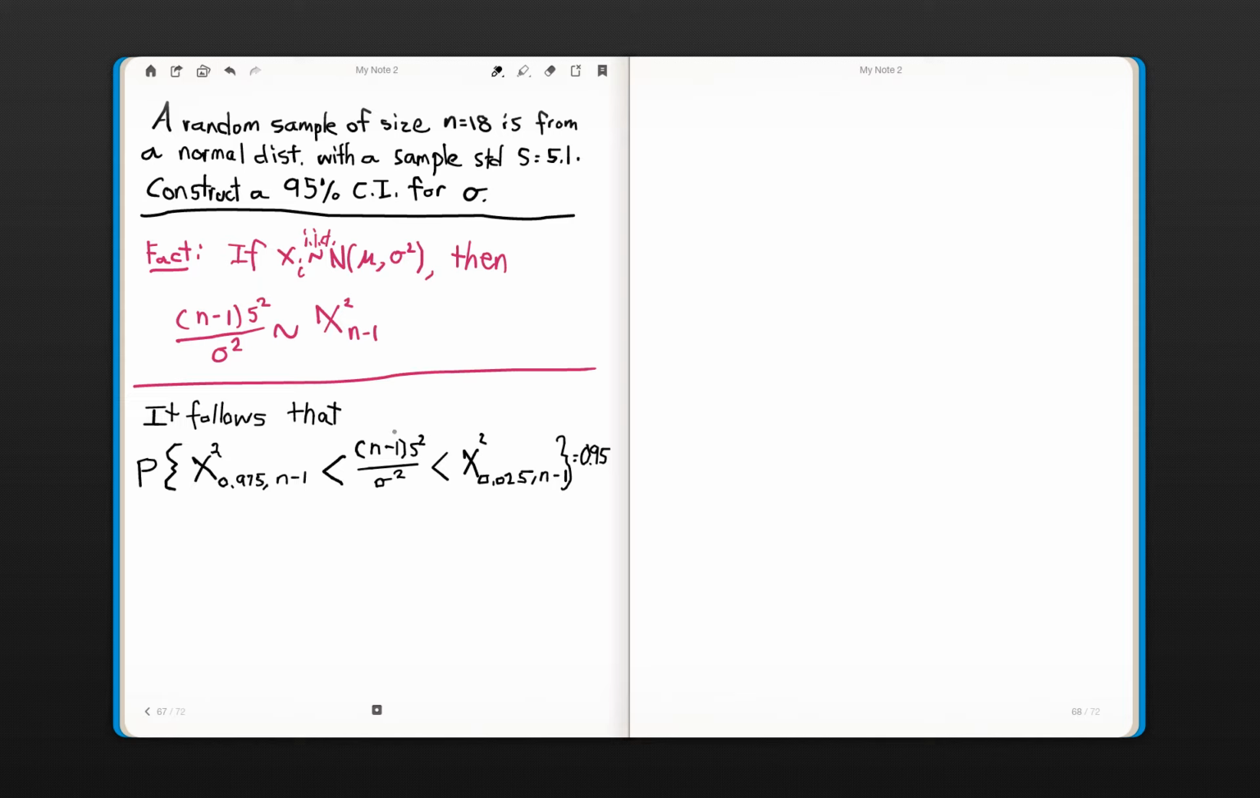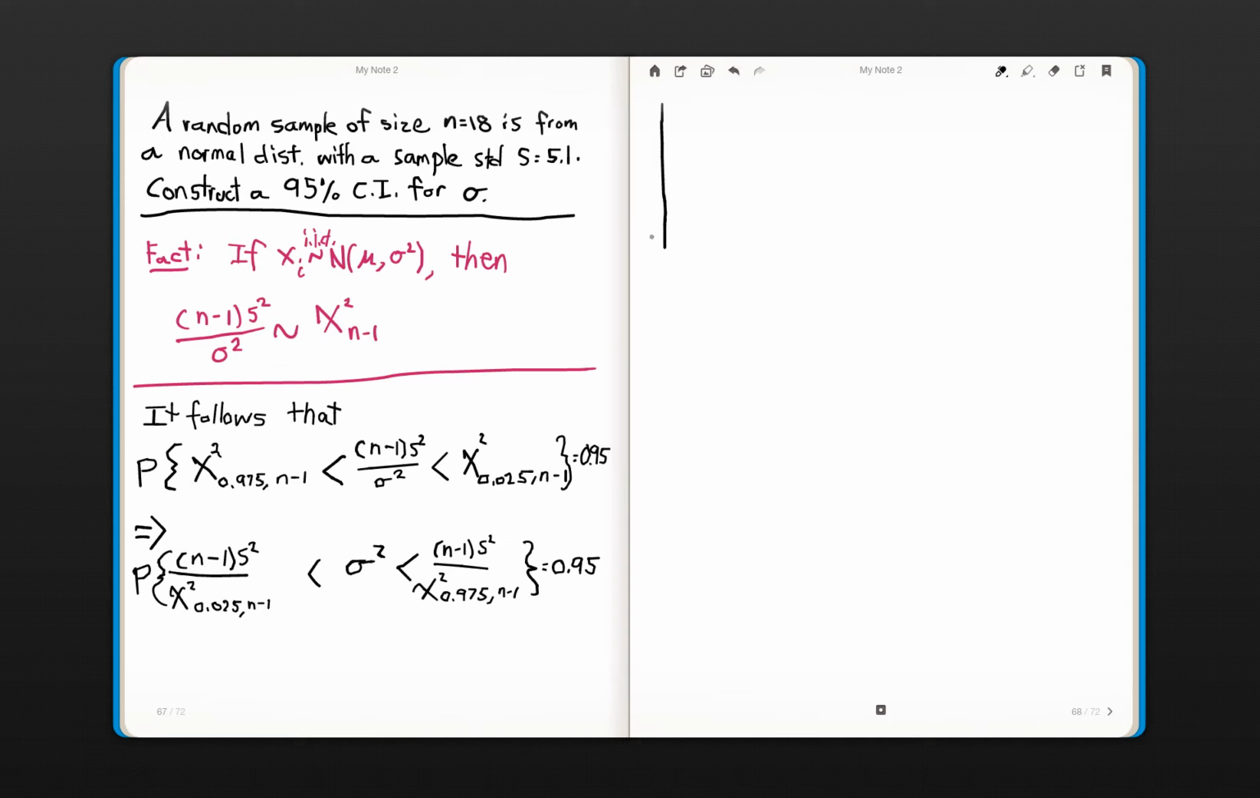So this can be inverted, so to speak, using algebra, and that's exactly what we'll do next: literally solve for sigma squared in this expression. I will assume that you know how to find these chi-square values from a chi-square table. We'll produce them here, but we won't run through the exercise of finding them on a table. This statement is true because of the fact, and it follows that, using algebra, we can isolate sigma squared, and this essentially gives us our confidence interval.